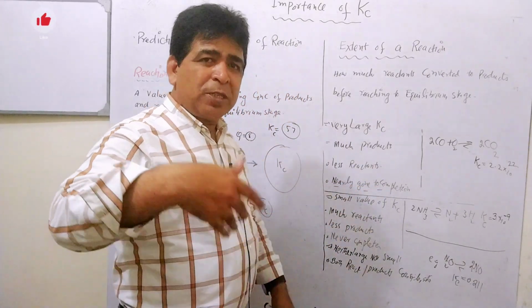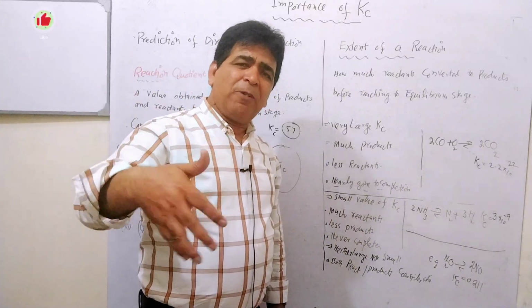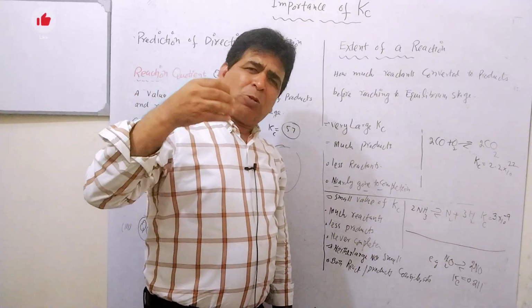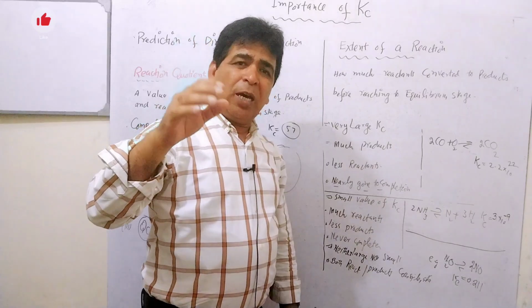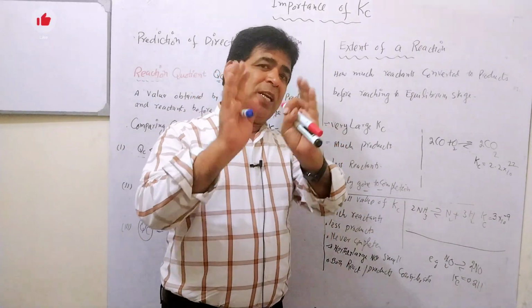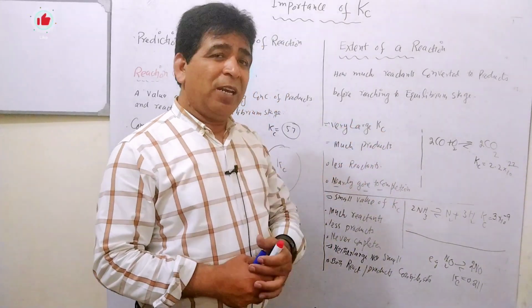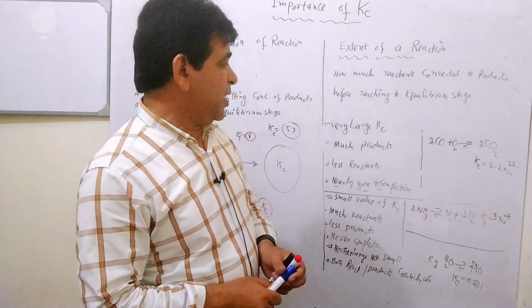If it continues for 2 or 3 minutes or 5 or 10 minutes, it could have gone to completion, and we can say that the reaction was nearly going to completion. This is the meaning of a very large value of Kc.